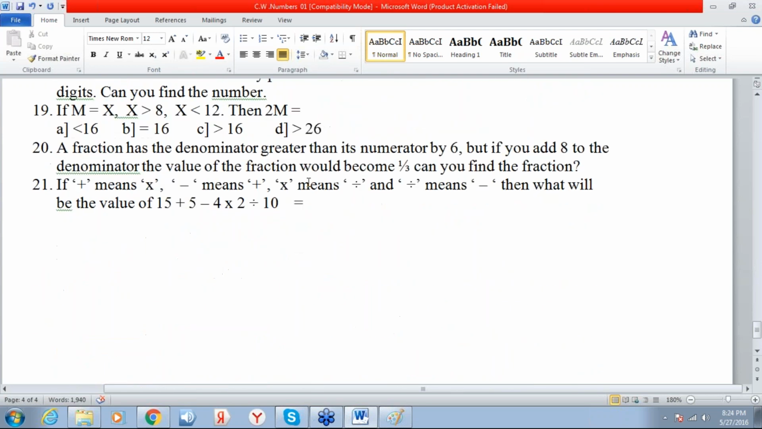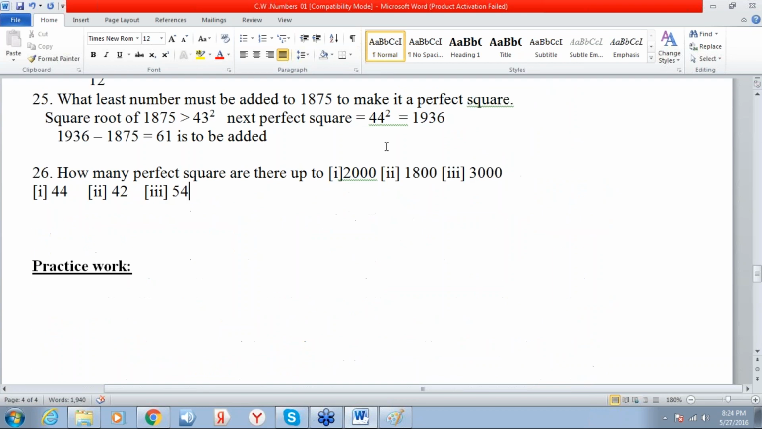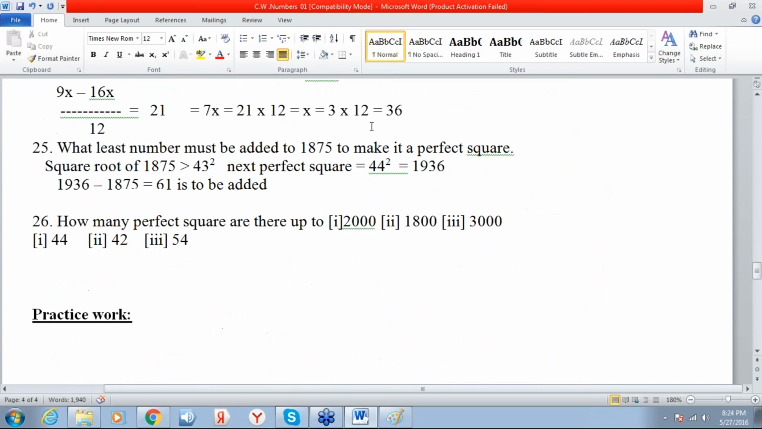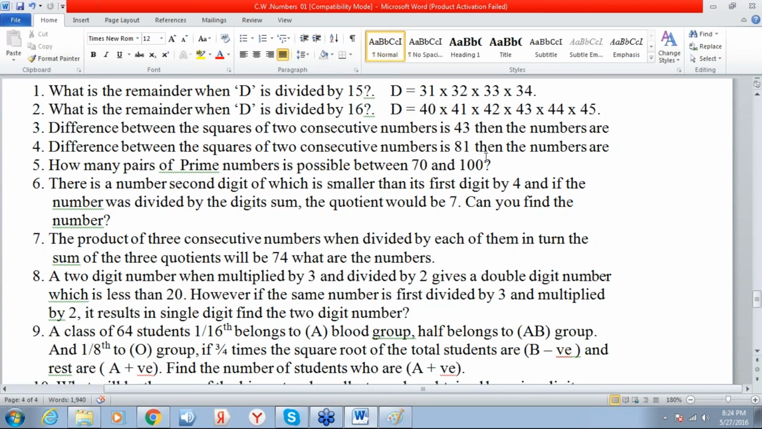Here we have practice questions also. Practice these questions, which are different from these topics. What is the remainder when d is divided by 15, where d is equal to 31 into 32 into 33? Try to solve this. I will explain this.